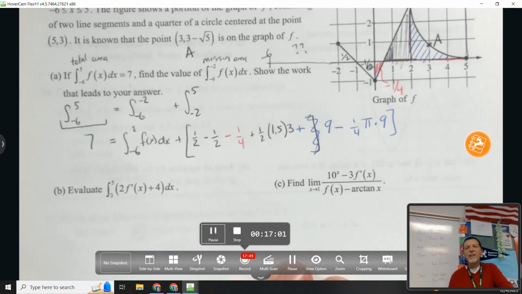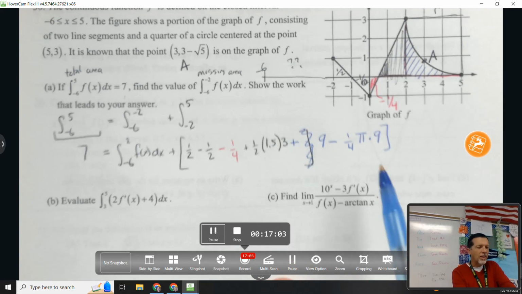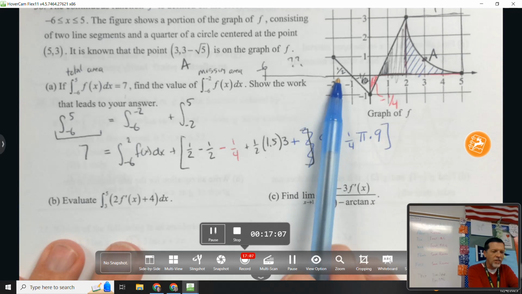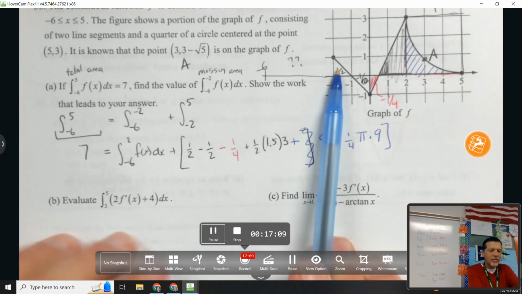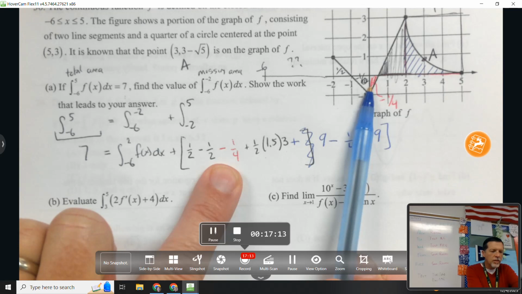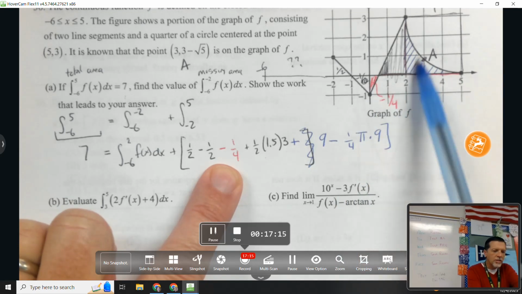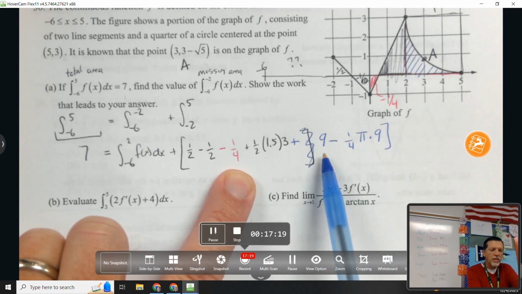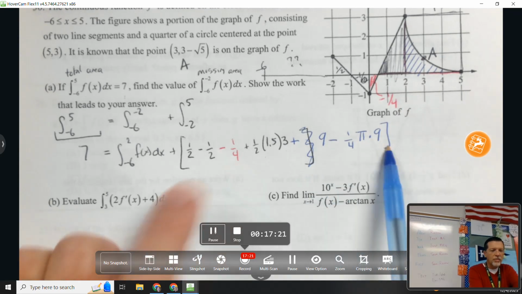What a pain. I tried to put all those pieces in there. Check to make sure this looks right. So that's a positive 1/2. That's a negative 1/2. That's a negative 1/4. And then this triangle is a weird shape, but that's it. And then this other weird shape of square minus a 1/4 of a circle.